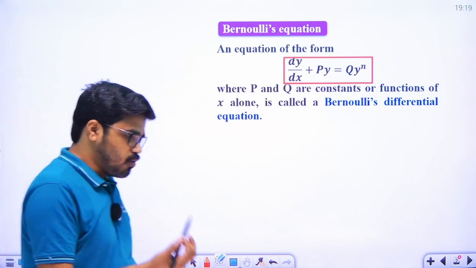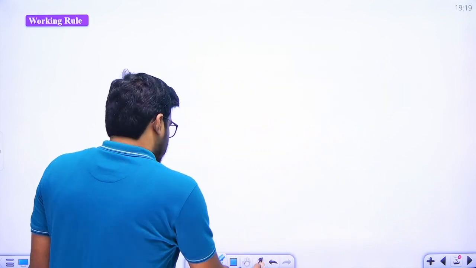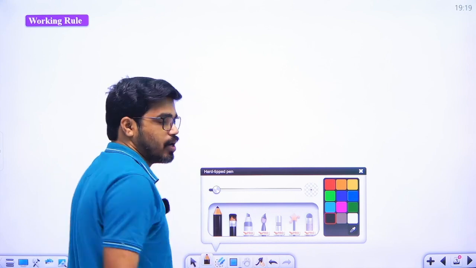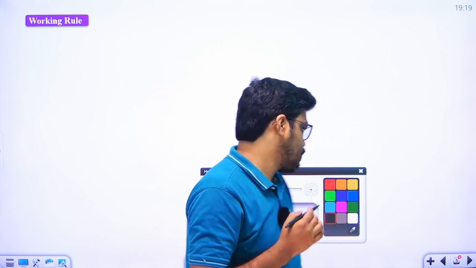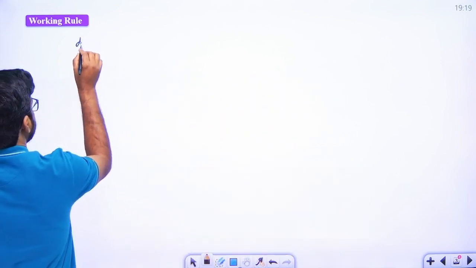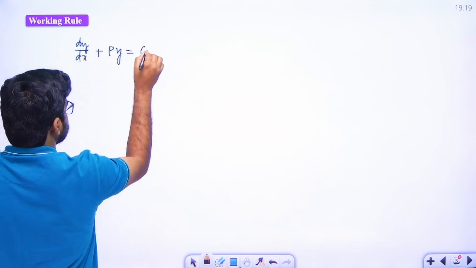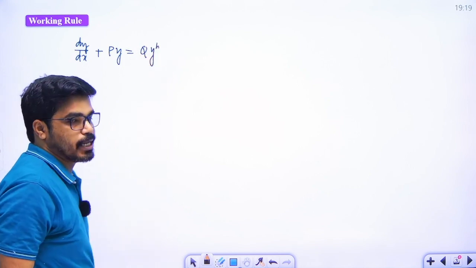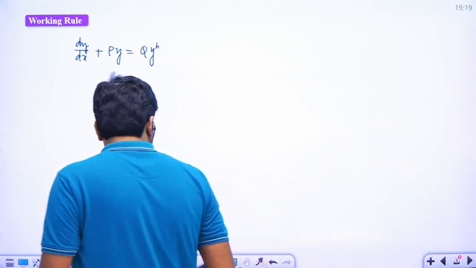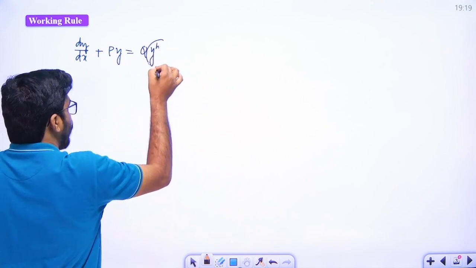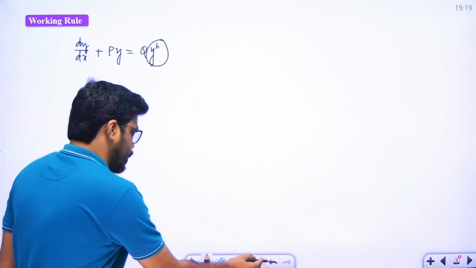Now, how to solve this type of problem? Just see, Bernoulli's equation is dy/dx plus Py equals Q y to the power n, where P and Q are functions of x alone. Now, first, what will you do? You will divide by a function of y, okay? That means dividing both sides by y to the power n.